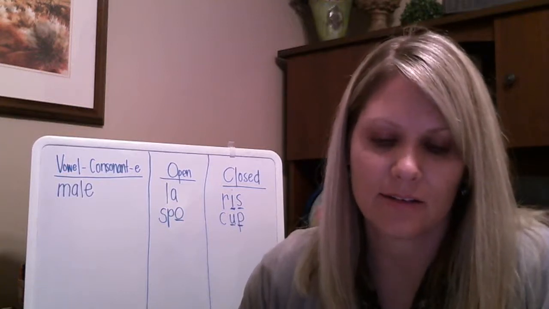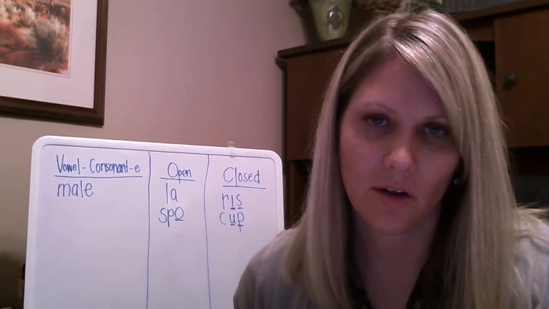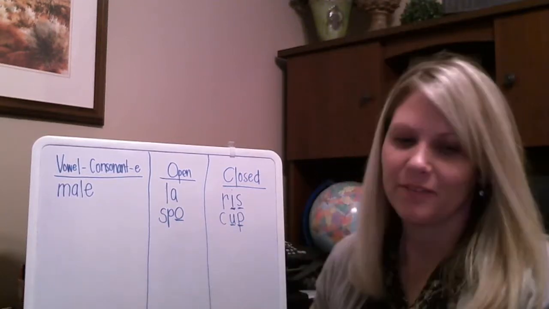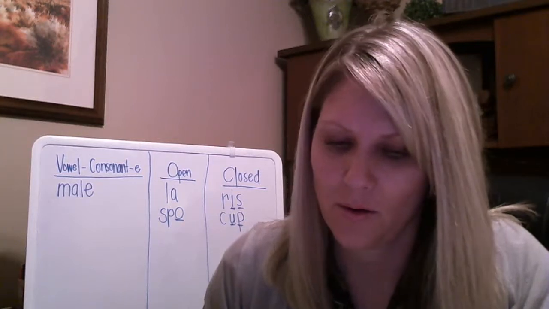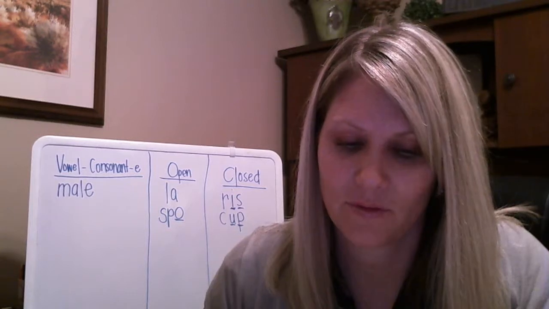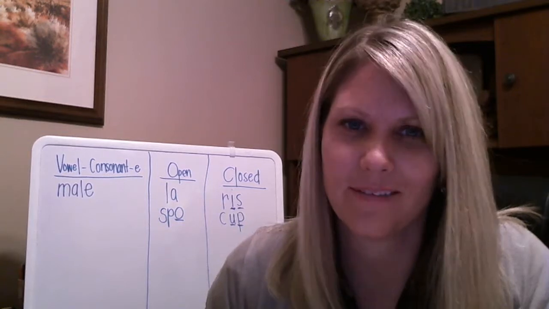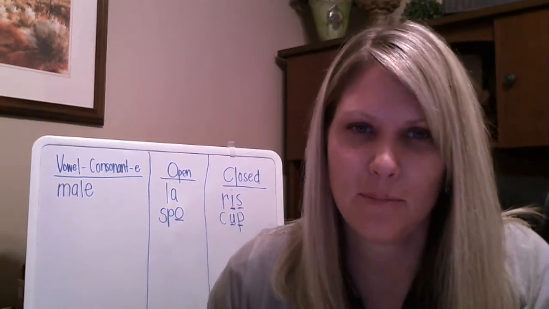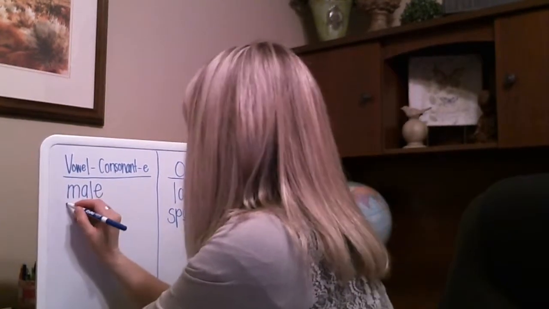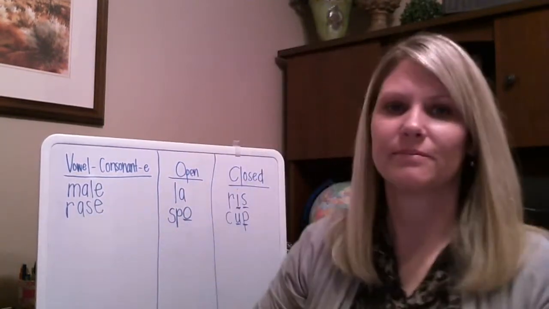Look down the next row. So, E, vil, ras, okay? Or would it be race? Race, race, okay? All right, it's race because the E makes the vowel say the long vowel sound. So R-A-S-E is going to go right here, okay?